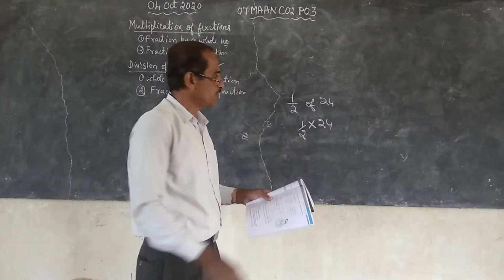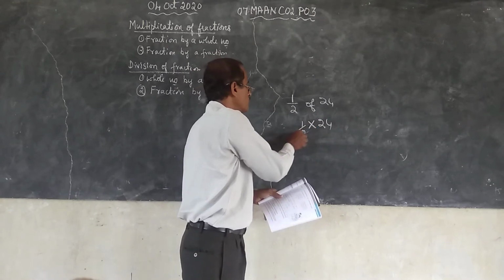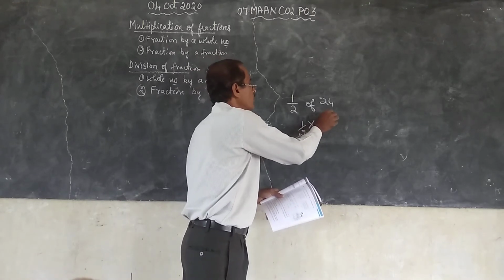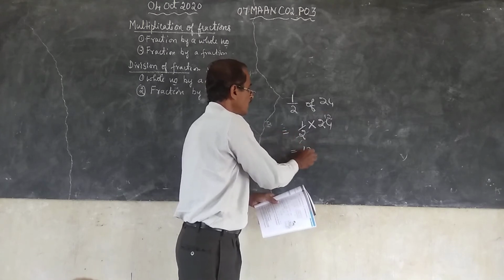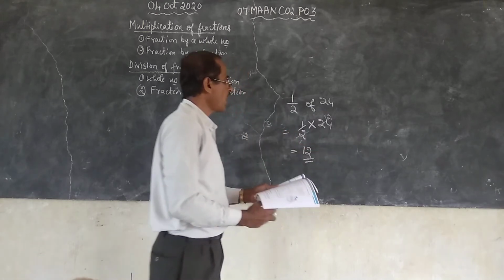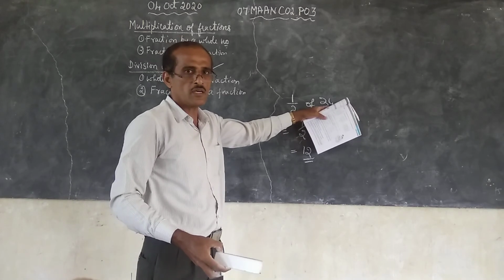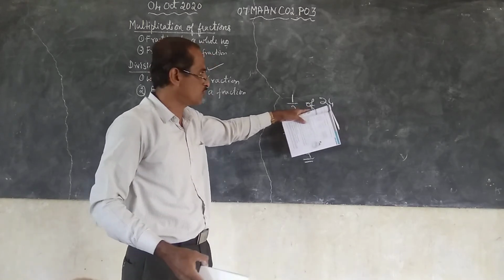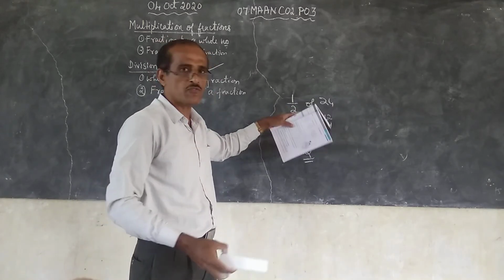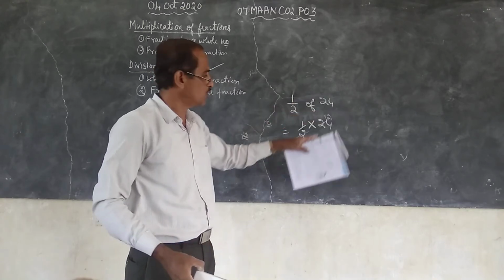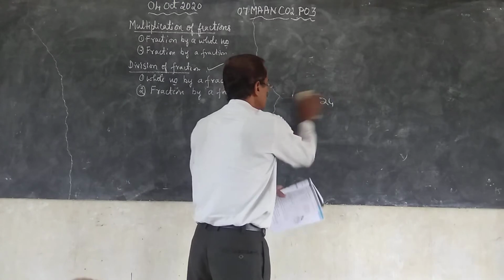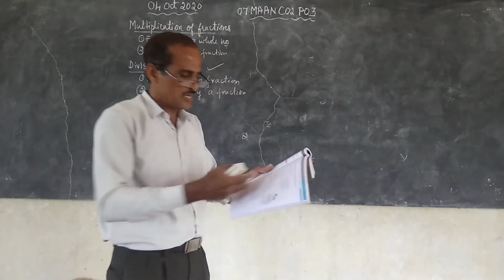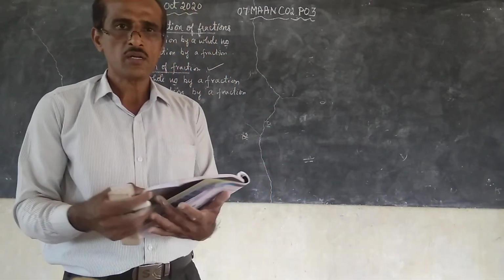I told you to reduce. You can reduce. 2 and 24 can be reduced. 2 ones are 2, 2 twelves are 24. So 1 into 12 is equal to 12. 1 by 2 of 24 means half of 24. You can read it like this also. 1 by 2 means half. Half of 24 how much? 12. Half of 24 is 12. Correct? Like this you have to do. Okay? Like that, questions will be solved.